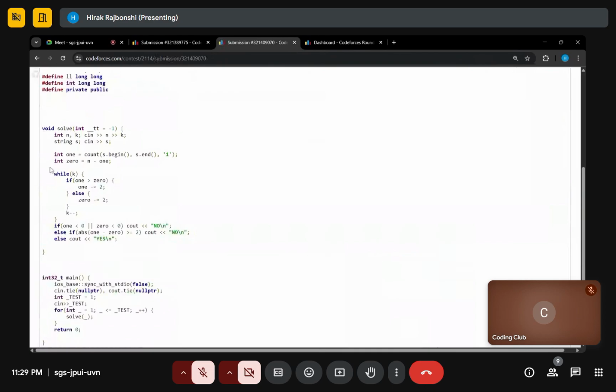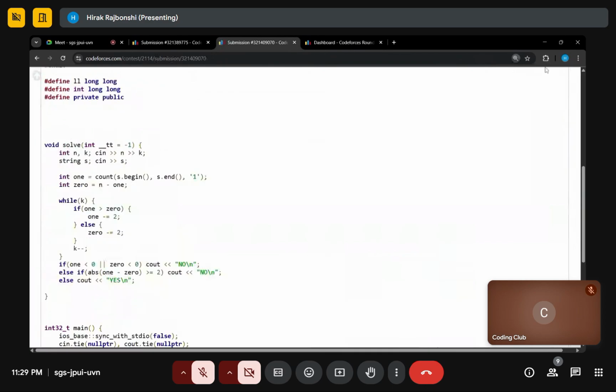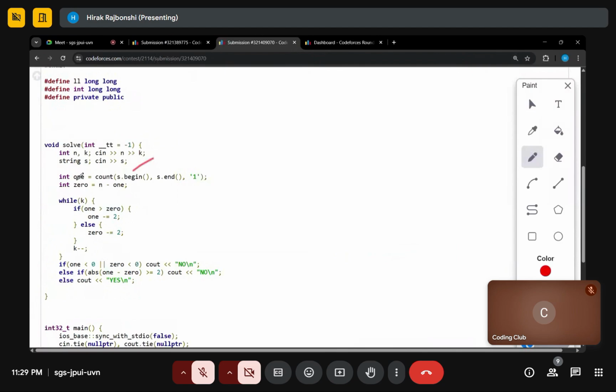Here, first take the input, then count the number of 1s, and the number of zeros will be n minus the number of 1s. Then, while k is greater than 0, since k is decreasing by 1, it will end up 0 before any negative number, so it came out of this loop. If the number of 1s is more than the number of zeros, then I am using 1s to make a pair, otherwise I am using 2 zeros to make a good pair.